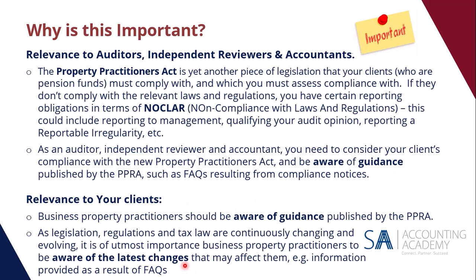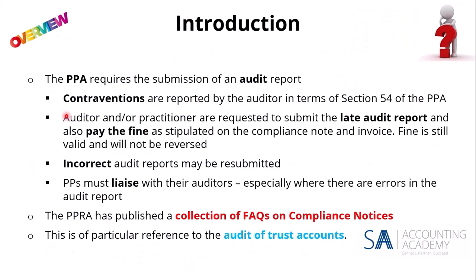As part of the introduction, remember that the Property Practitioners Act requires that an audit report be submitted. Contraventions are reported by the auditor in terms of Section 54 of the Property Practitioners Act. Section 54(1)(a) says that if there's a trust bank account, that needs to be audited. All right. The other type of trust account that you get is a trust savings account. Right, so the Property Practitioners Act will tell us specifically when there is an audit required, and then the contraventions are reported by the auditor.